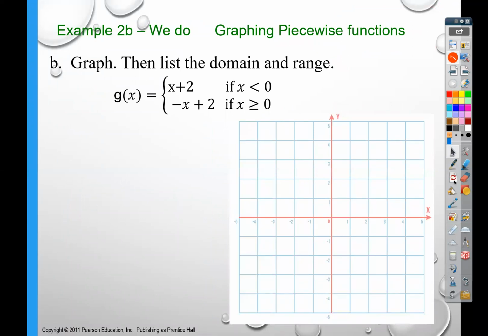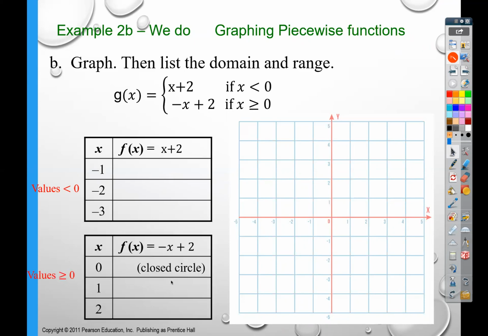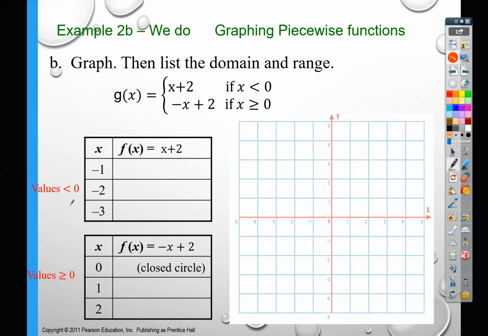All right, so let's do this one. Let's graph, then list the domain and range. If we have g of x equals x plus 2, where x is less than 0, and negative x plus 2 if x is greater than or equal to 0. Again, I really like having a 0 in here also. So if I did that, let's see what we would get, okay?